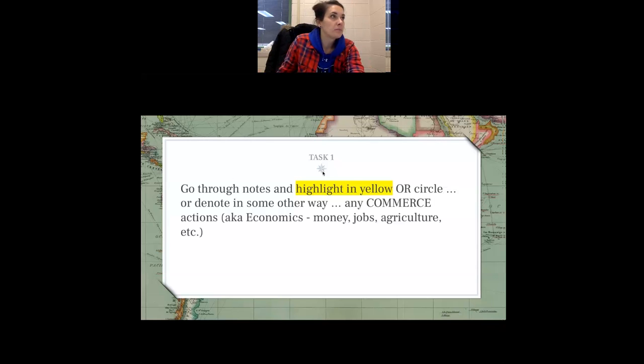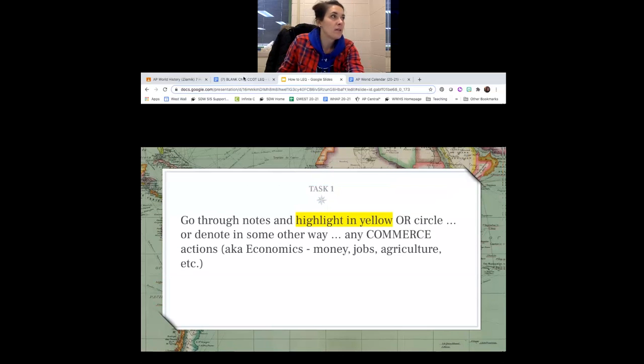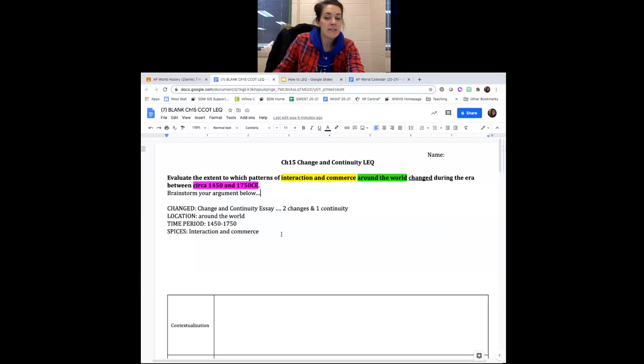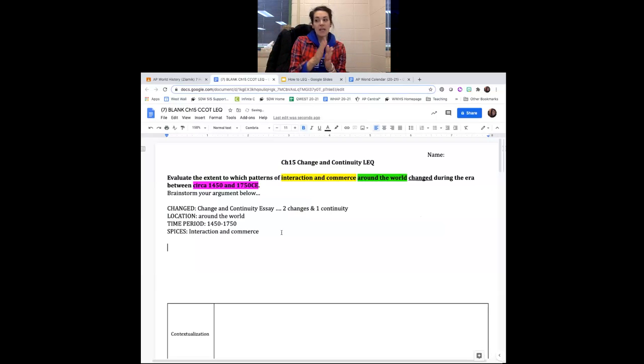All right, so then what I would do is make note, and I'm going to exit out of my presentation here and write down. Because this is asking for changes, one of the things I want to look for is this trading that's happening around the world, and whether it's staying the same or changing during this time. For right now, I'm just going to brainstorm.